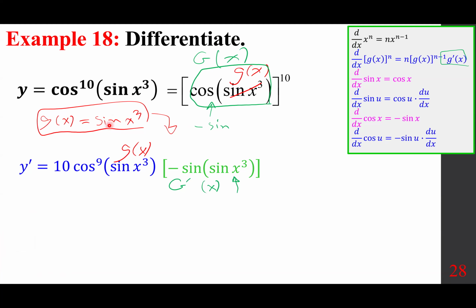So again, you look at sine and you pause. Sine gives you cosine. Cosine of what? x cubed. And then finally x cubed, 3x squared.